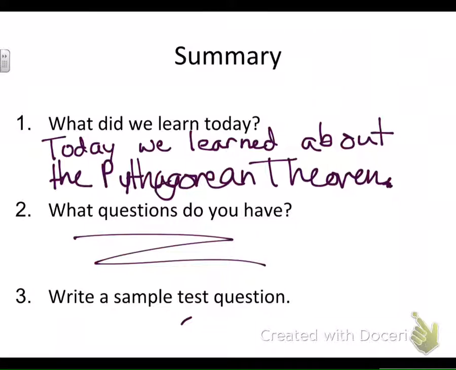Okay, if you have any questions, put it there, and then a sample test question could be making a triangle and putting 10, 5, and B, and solve for B.